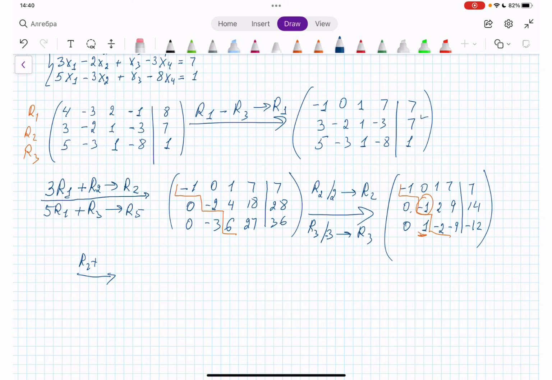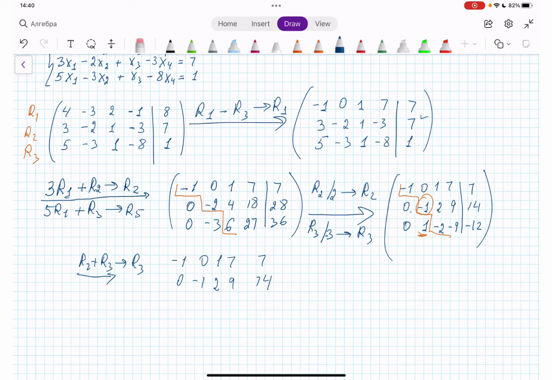R2 plus R3, and we write down in R3. And as a result, let me write down first one: negative 1, 0, 1, 7, 7. And then we have 0, negative 1, 2, and 9. Here is 14. We don't change second. Now third one, we are going to add to second one, right?